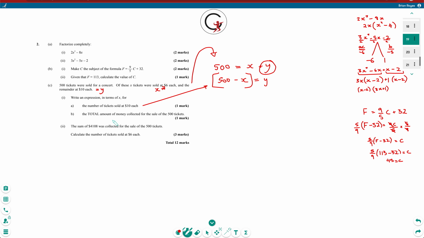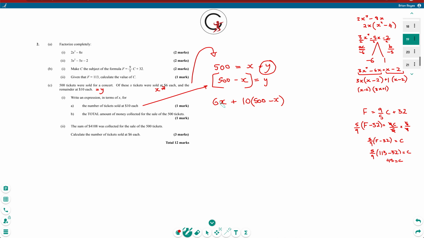Okay, the total amount of money collected for the sale of the 500 tickets. All right, so we know that for each $6 ticket, we get $6. So if we say 6 multiplied by X, what does that mean? That means $6 for every such ticket sold. Plus, well, we're going to multiply 10 by how many $10 tickets were sold. Well, from our previous answer, we know that that is the expression 500 minus X.